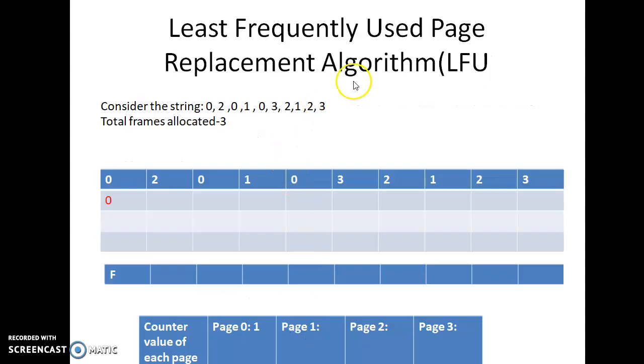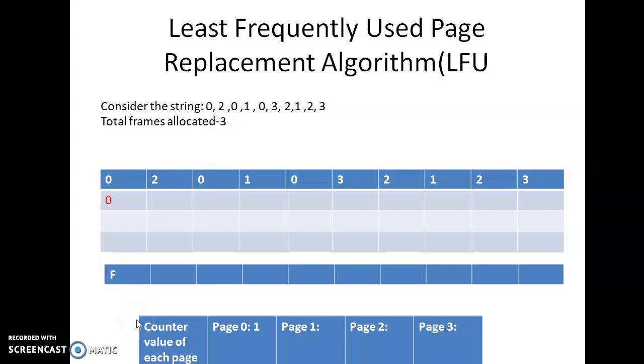Let us see how the least frequently used page replacement algorithm works. Consider the string 0 2 0 1 0 3 2 1 2 3. We have 3 frames allocated. Initially, all the 3 frames will be blank. Here in the blue row, we have given the reference string. So initially, when the 0th page request arrives in the system, there will be a page fault.